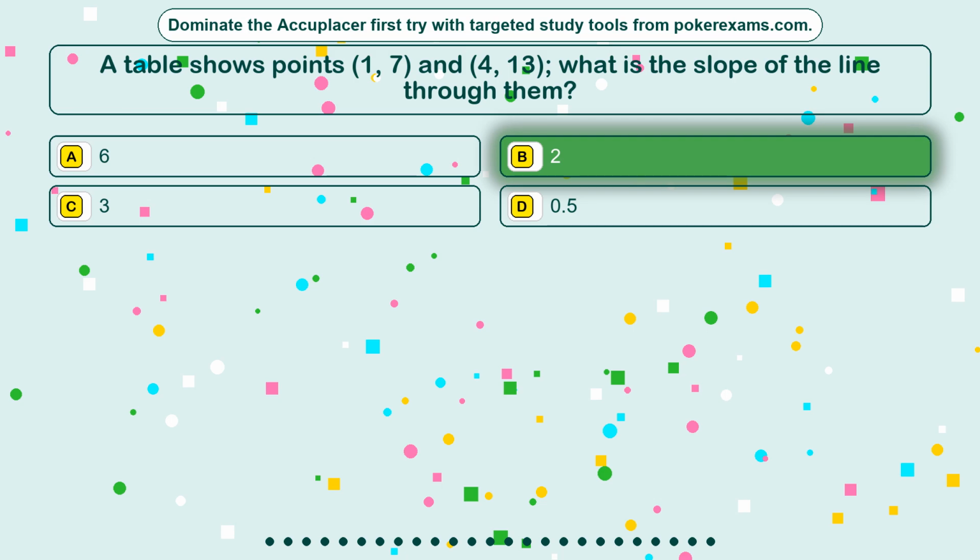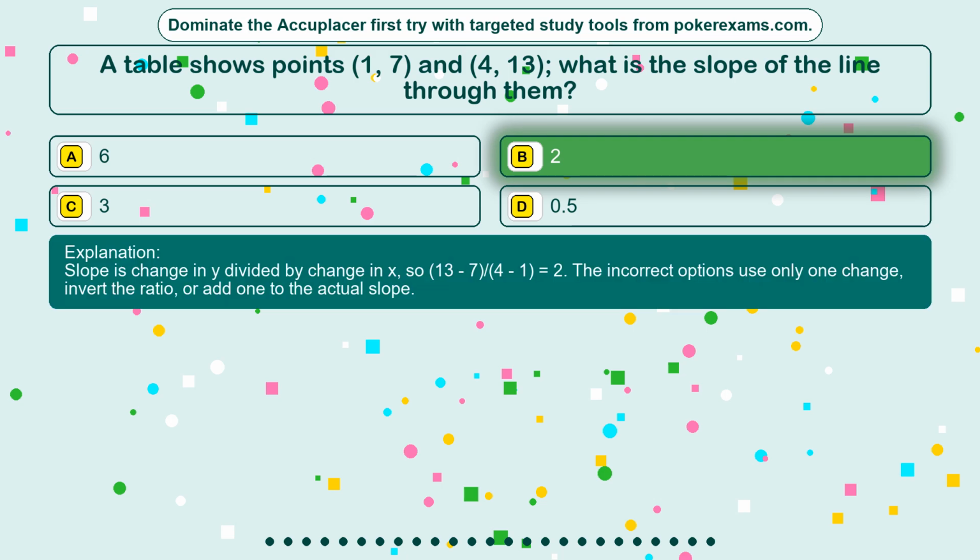The correct answer is option B, 2. Slope is change in y divided by change in x, so (13 - 7)/(4 - 1) equals 2. The incorrect options use only one change, invert the ratio, or add 1 to the actual slope.